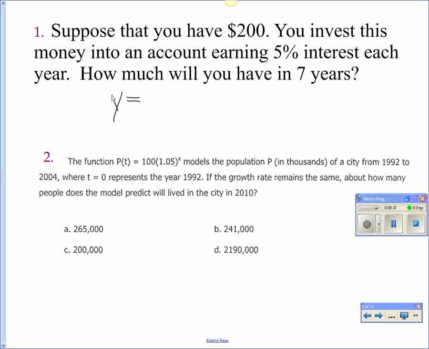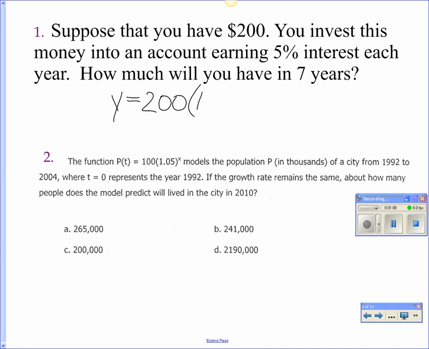What's the first thing that goes in there? 200, because that's my what? Very good. It's my y-intercept or my starting value. So I put in 200. Then I'm going to put a parentheses because I see a percent. And you have to put a 1. So those are 2 things you have to do when you see a percent. You have to put a parentheses and a 1.